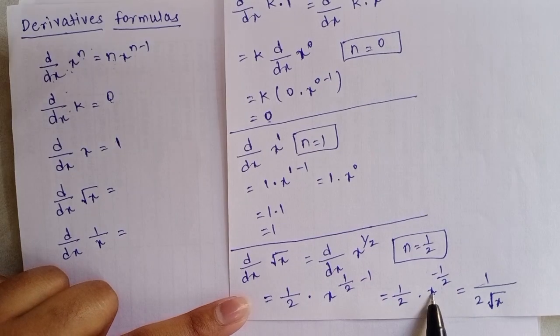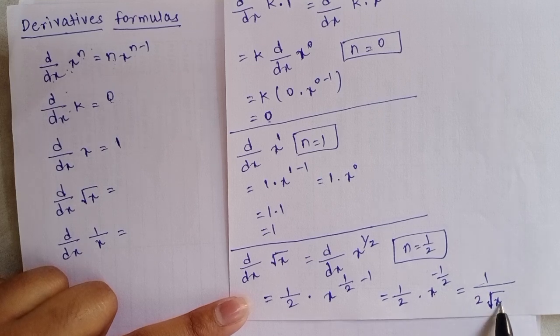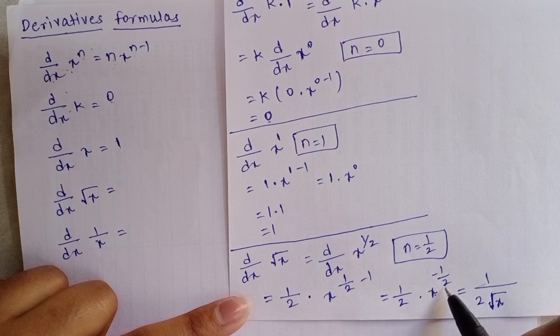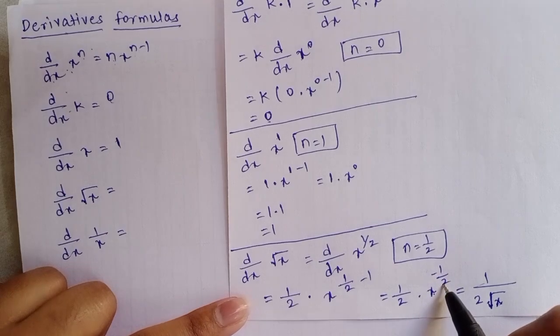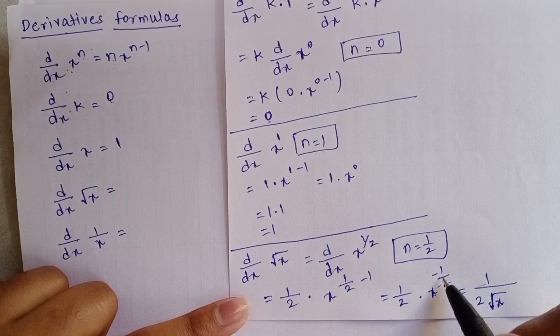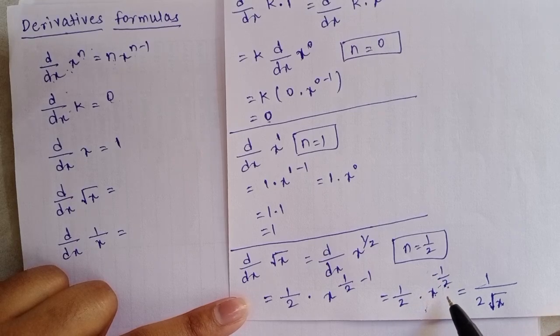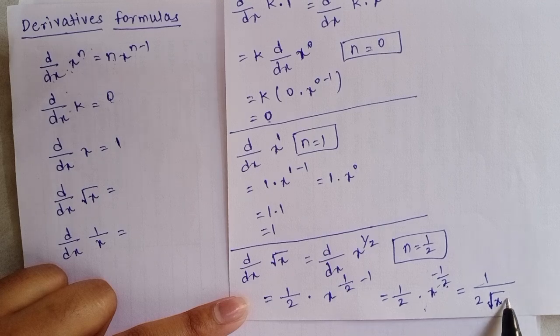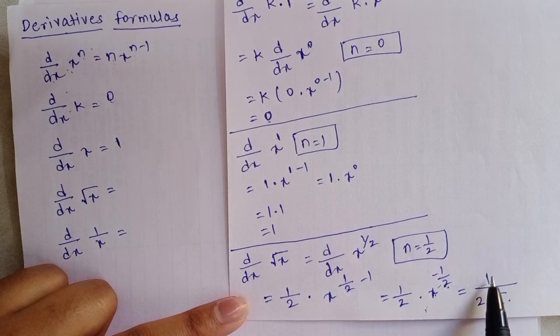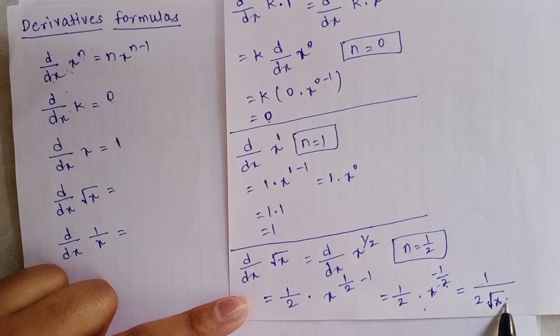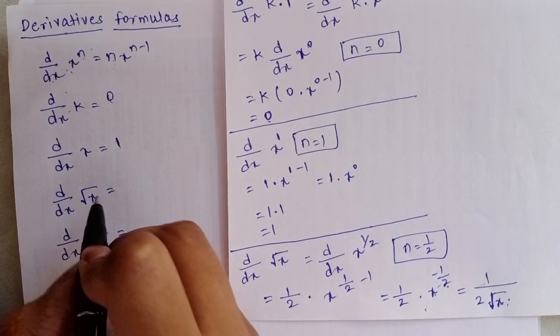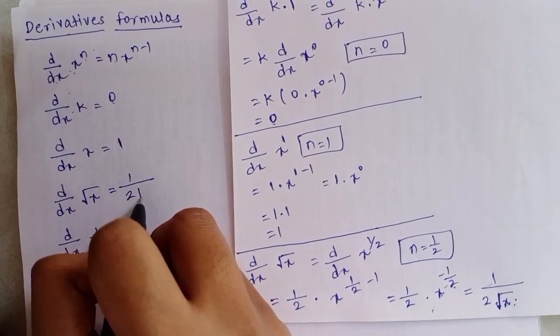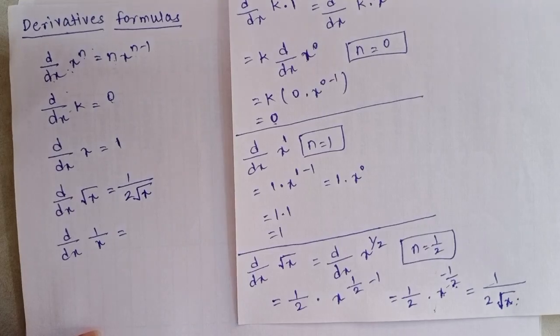Why have we taken x raised to minus 1 by 2 as 1 by root x? Because x power is negative and it's 1 by 2. So we know the power 1 by 2 is root, right? But it's negative, that's why we have taken it into the denominator with root. So final answer is 1 by 2 root x. So derivative of root x is 1 by 2 root x.